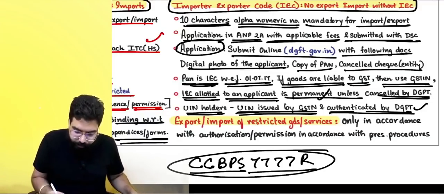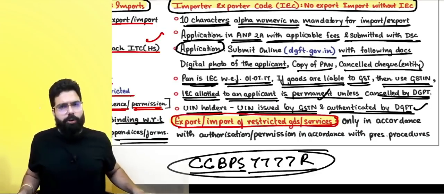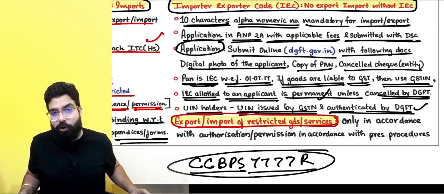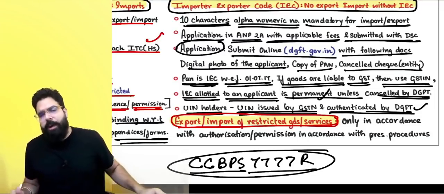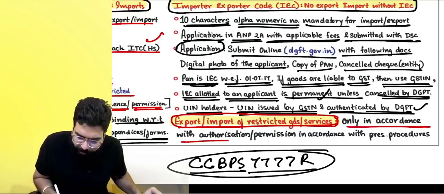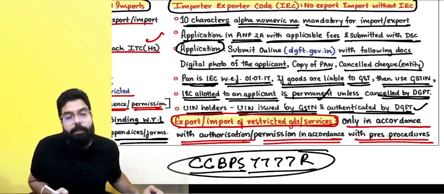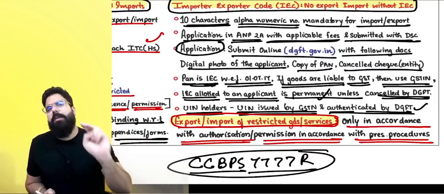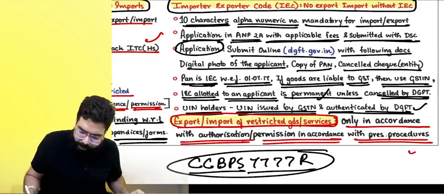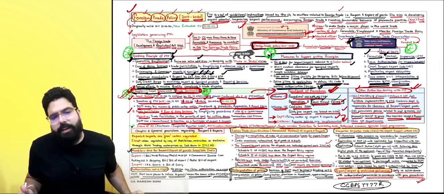Next, sir, export or import of restricted items. Sir, I want to import that item which is being restricted by you. I showed you just now. Yes, but you can go ahead and import or export a restricted item only in accordance with the authorization or permission, in accordance with the prescribed procedure. They will tell you you need an authorization or they will give you a permission. Only then you can import or export restricted items. Yes, sir, we all got it.